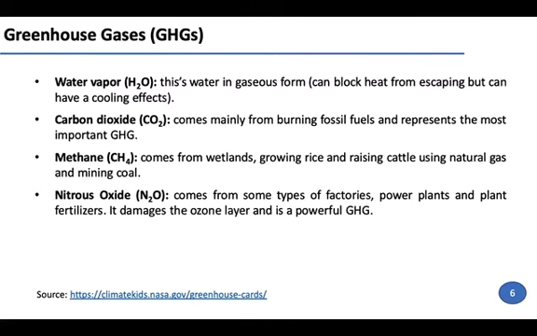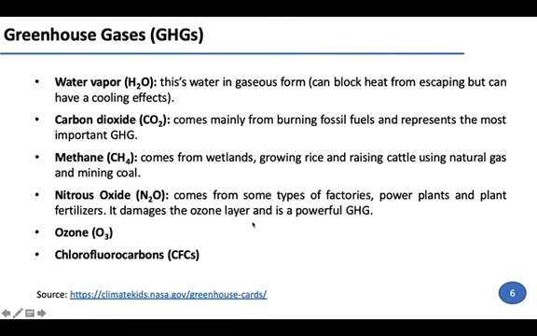The next one is nitrous oxide, which comes from some types of factories, power plants, and fertilizer farms or factories. It has two effects. It damages the ozone layer, and it is one of the most powerful greenhouse gases. In addition, we have ozone and chlorofluorocarbons.